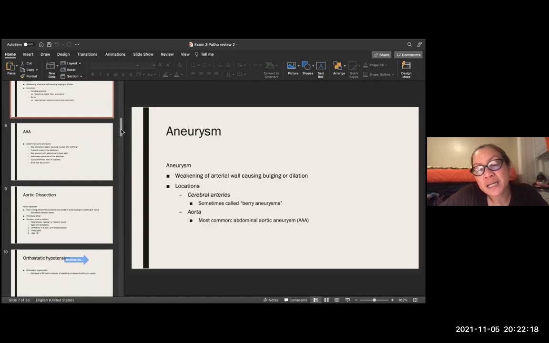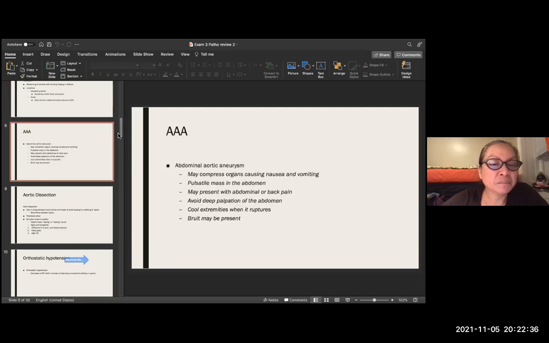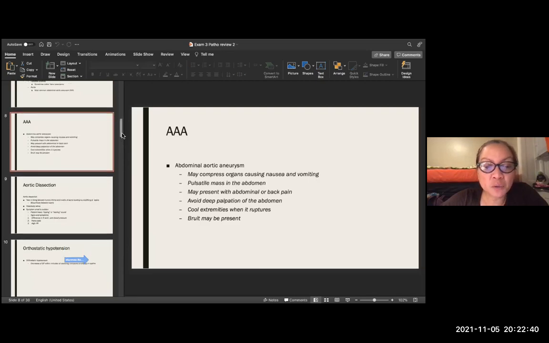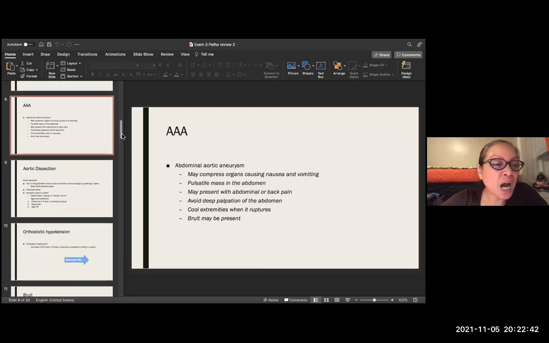Because if there is an aneurysm in the aorta on the abdomen, remember, there's the great aorta on the heart, but there's also an abdominal aorta. So the abdominal aorta will also have an aneurysm. Okay? Yes. Next. So abdominal aortic, you already know this. Okay, next.